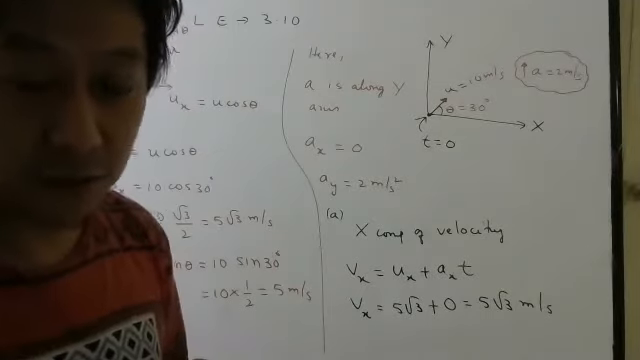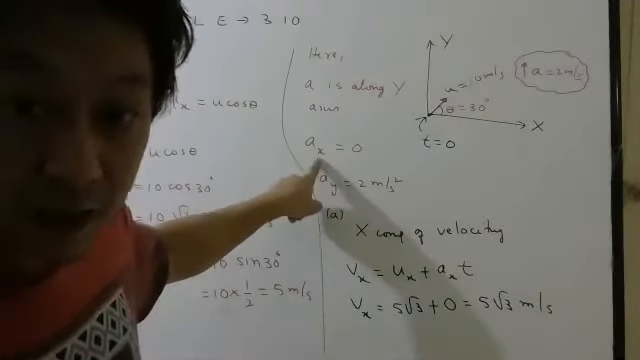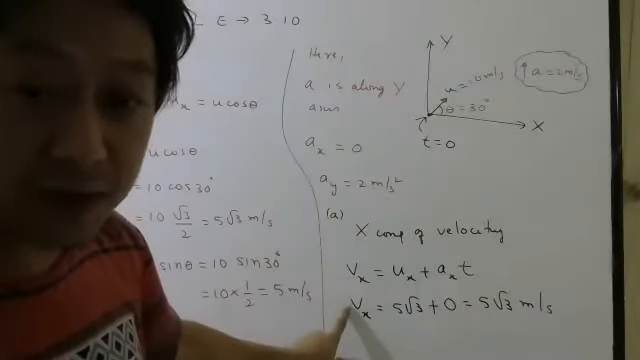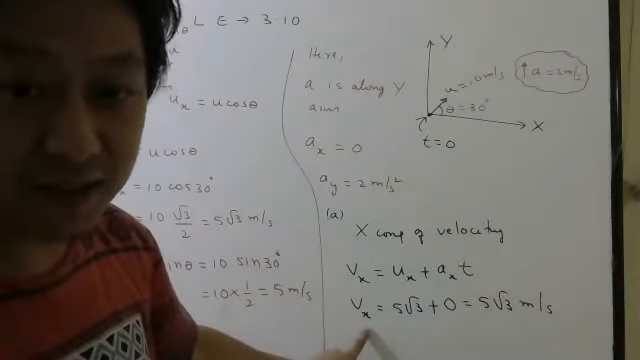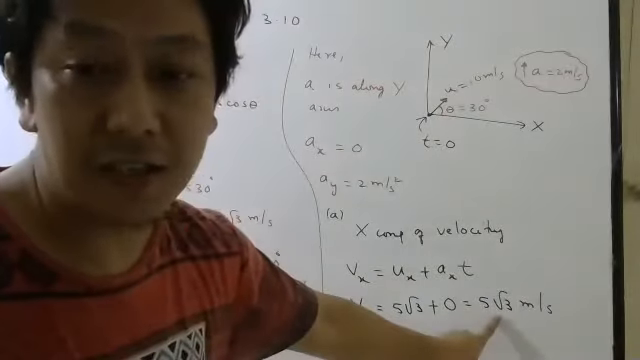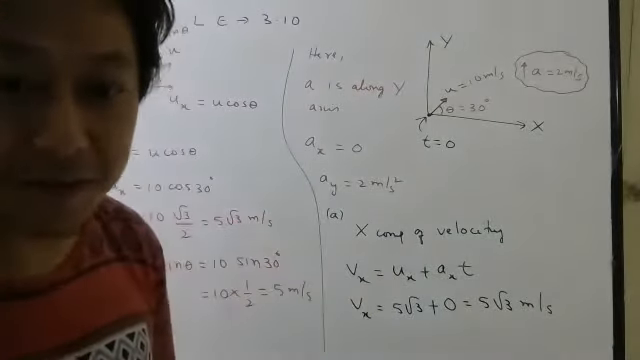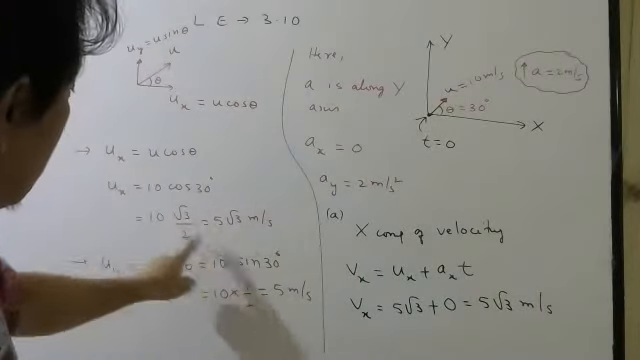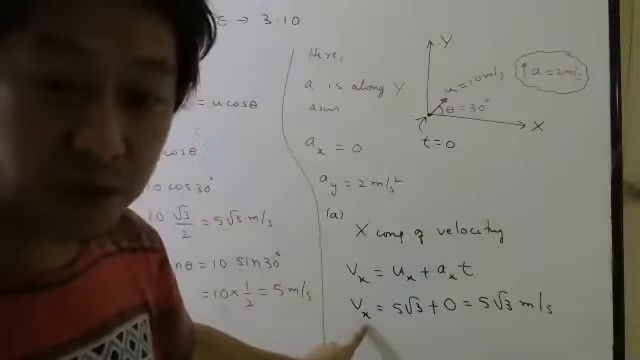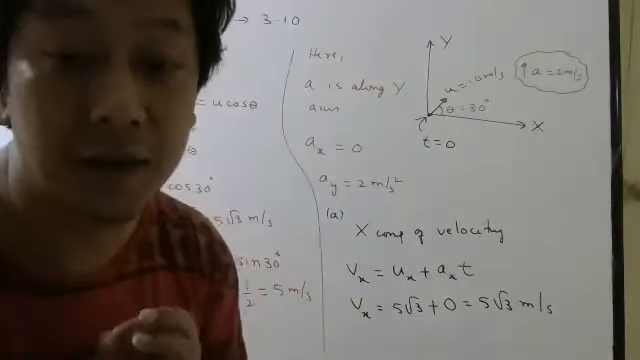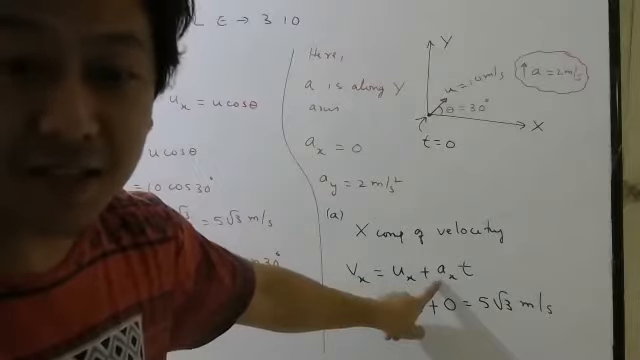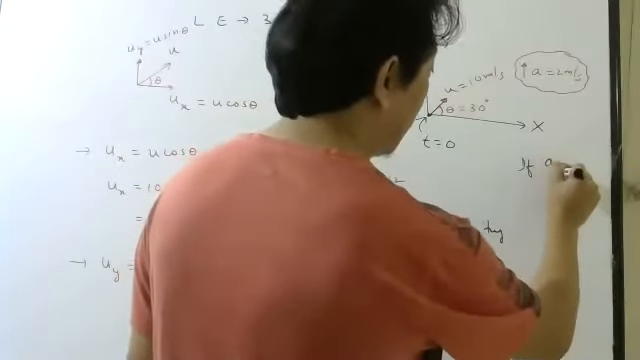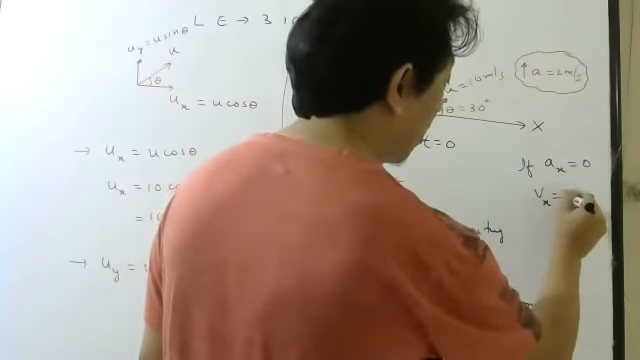One thing you notice, all of you, since x component of acceleration is 0, what did you find? Final velocity along x-axis is same as initial velocity along x-axis. Did you notice that? Initial velocity x component was 5√3. Final velocity x component is also 5√3. Why? Because acceleration along x-axis is 0. So this is something very important to remember. If ax is 0, vx will be constant.